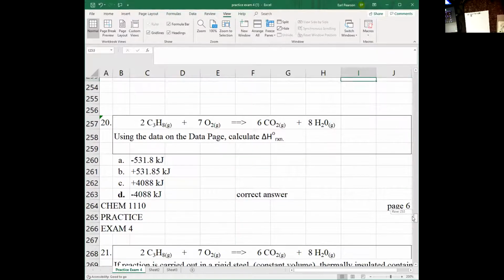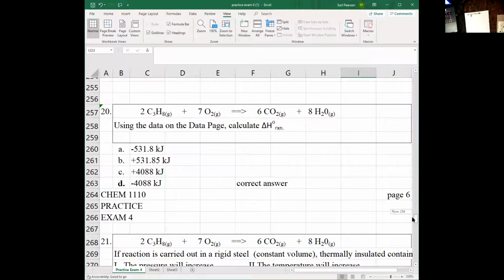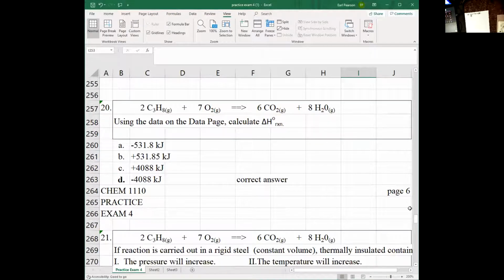Let's look at number 20. And now we're going to use a data page here. When I give you a problem like this, I will give you the data you need for the heats of formation. Probably not in a data table because I've not been able to get that to code right yet. Maybe I'll learn someday, but I can't make it work.